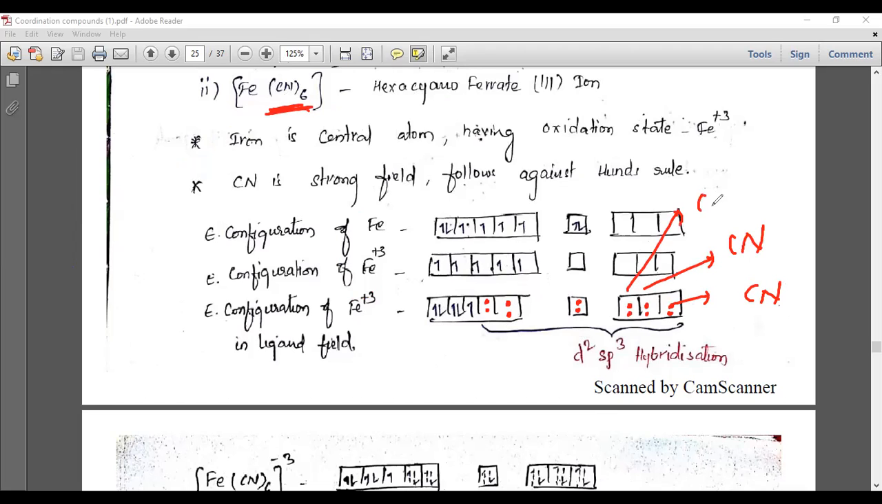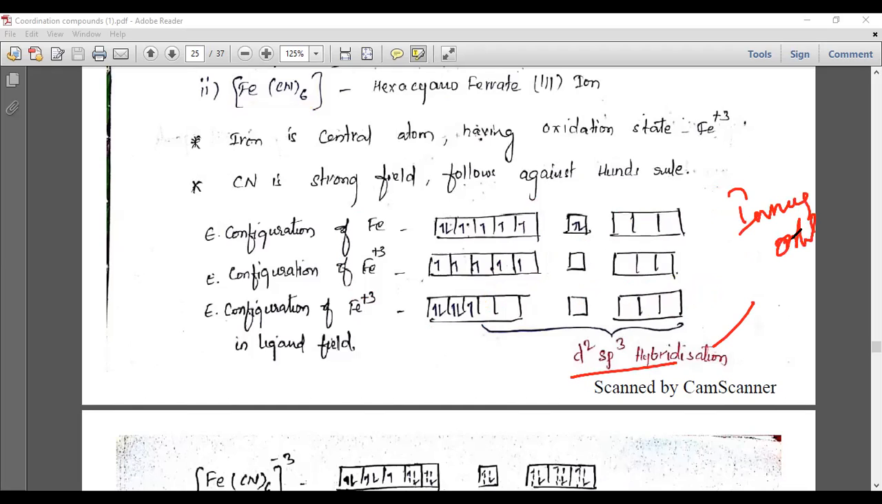Here one cyanide ligand, here one cyanide ligand, here one cyanide ligand, and so on. Those 6 cyanide ligands give those 6 lone pairs of electrons into their vacant hybrid orbitals, which are d2sp3. Hence this is the inner orbital complex. This is our inner orbital complex. The hybridization will be d2sp3 here.